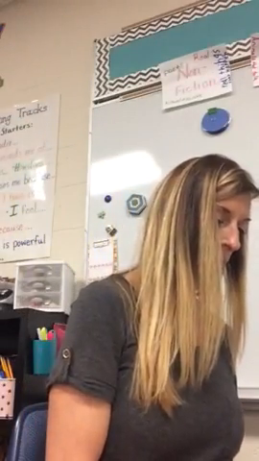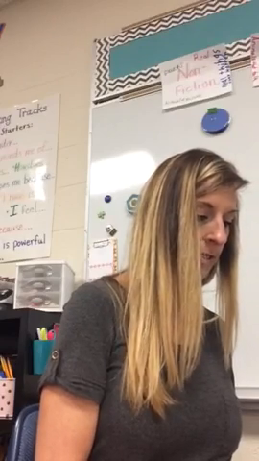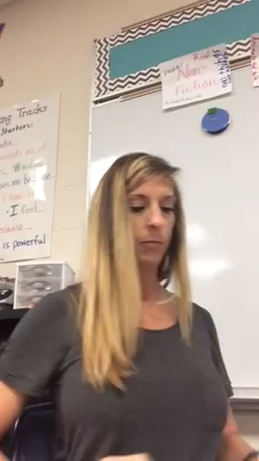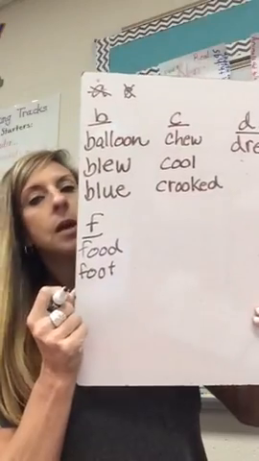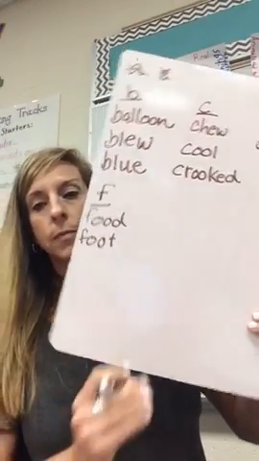So here we have a D and here we have T. So does D or T come first? Okay, if you said D, you're correct. And then T. So alphabetical order, we would have food, and then we would have foot. Okay? All right, A, B, C, D, E, F.